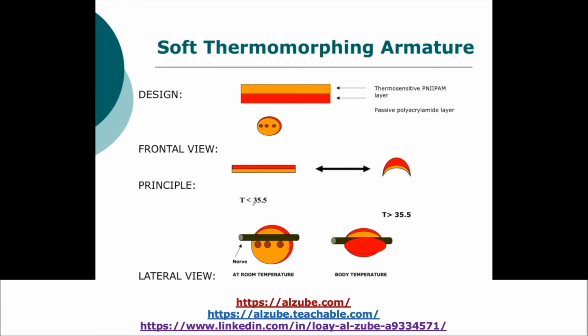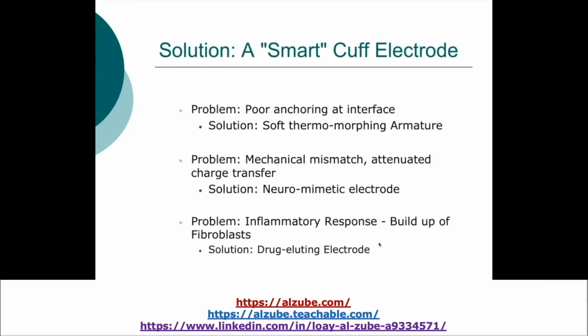And the principle is that at a specific temperature, it is flat. And once the temperature changes, becoming 37 degrees Celsius, at body temperature, it folds around, let's say, a neuron or a nerve. And that's how it is designed. So it's temperature sensitive, and the material was patented, and there's a lot of applications for it, and it's been investigated in research. Now, the second problem was mechanical mismatch and attenuated charge transfer.